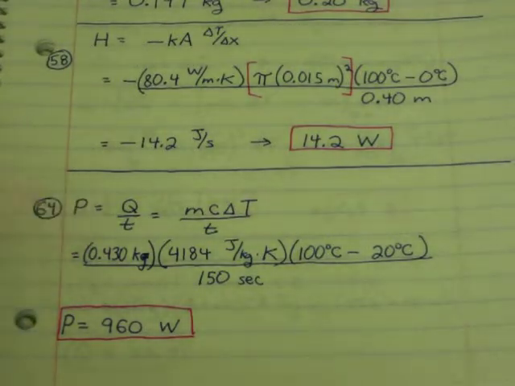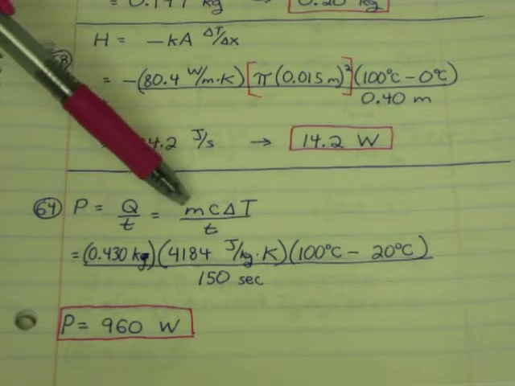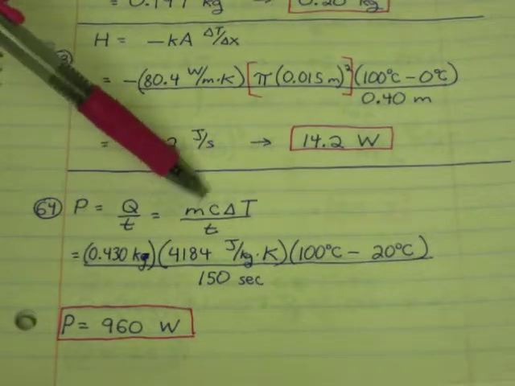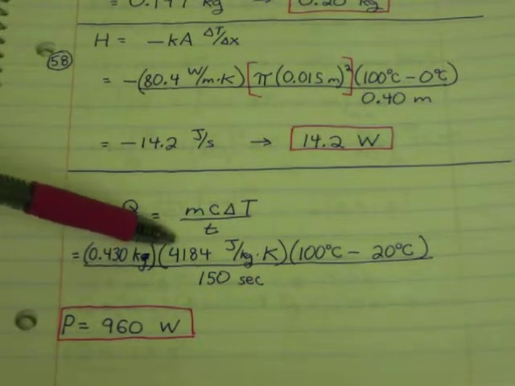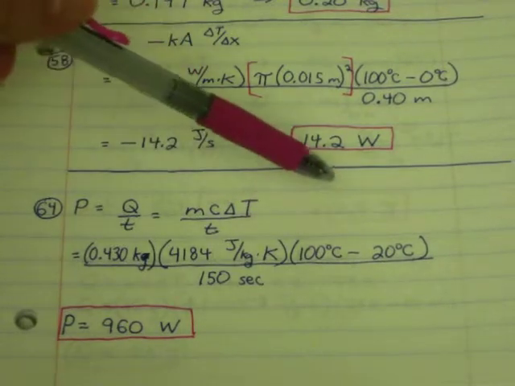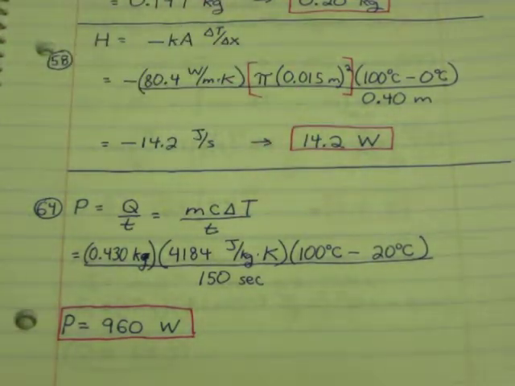Okay, power equals heat divided by time. Heat is mc delta T, which is the raising of the temperature of the water. So we have the mass, 0.430 kilograms of the water, times specific heat, 4184, times the change in temperature, 100 degrees minus 20, divided by 2.5 minutes. We need that in seconds, so 150 seconds, and we get 960 watts.